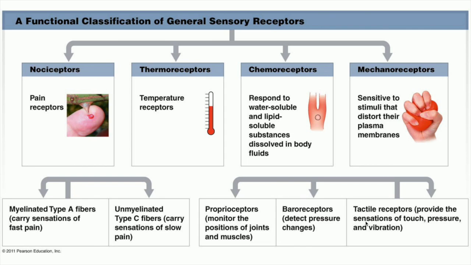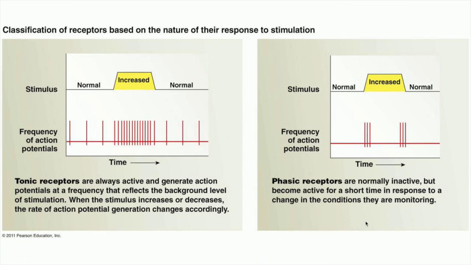We can also classify receptors on whether they are tonic or phasic. So a tonic receptor is always active, and when the stimulus increases, the frequency of action potentials increases. And phasic receptors, they are normally inactive, and when the stimulus changes, they will send action potentials for a short time, and then when it changes again, they send more action potentials. So phasic receptors become active for a short time in response to a change.